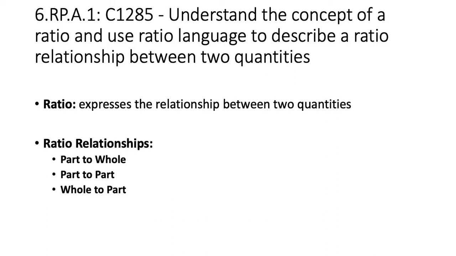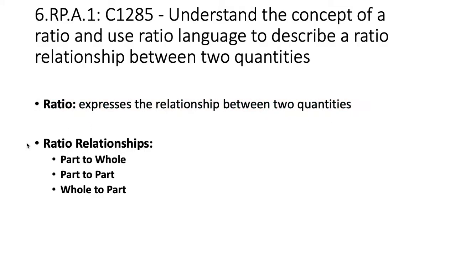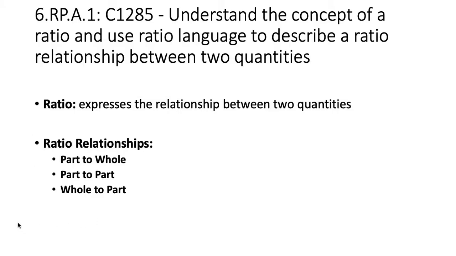Is going to go over the concept of a ratio and using ratio language to describe a ratio relationship. So the first thing that I want you to do is to pause the video and write down this definition. A ratio expresses the relationship between two quantities. And then write down these three different ratio relationships: part to whole, part to part, and whole to part. Pause the video and write that down.